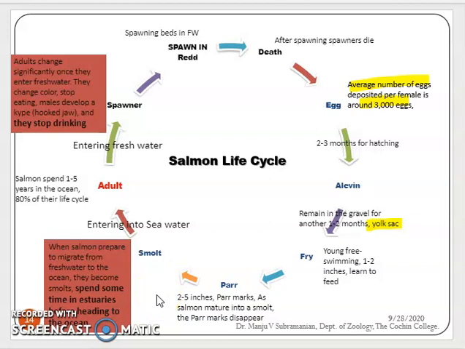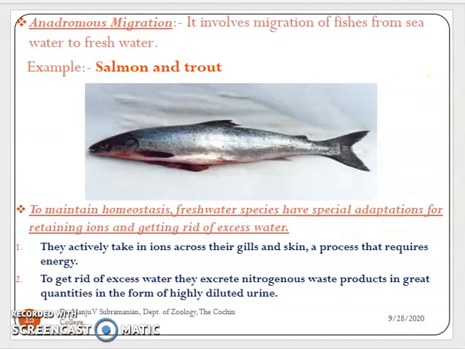These fishes, while moving from seawater to freshwater and from the freshwater to seawater, spend a little time in the estuaries to cope with the changes in the salinity. So this is a picture showing the salmon life cycle. So once again, the anadromous type of migration involves migration of fishes from seawater to freshwater, for example salmon and trout. And to maintain homeostasis, freshwater species have several adaptations for retaining the ions and getting rid of the excess water.